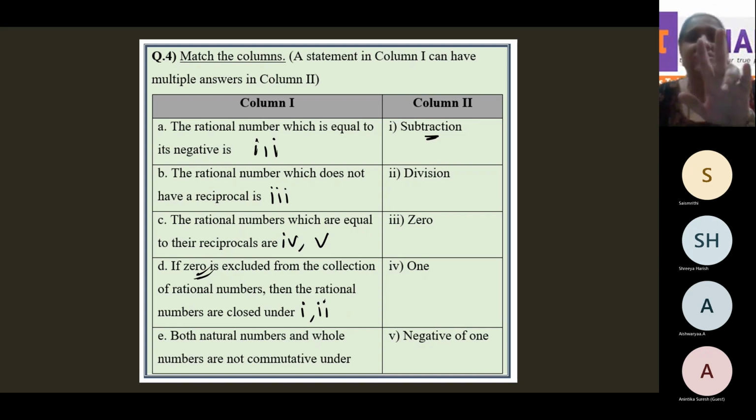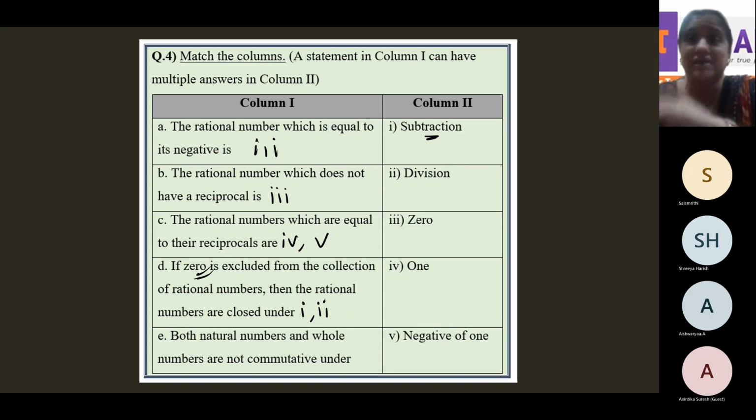For commutative, we consider only two numbers. Associative, three numbers. Association, if you see in the dictionary, it means a group. So for associative property, we take A, B, and C. Commutative, only A and B, two numbers. Commutative means A plus B should be equal to B plus A. A minus B, B minus A. A into B, B into A. Should be the same answer.